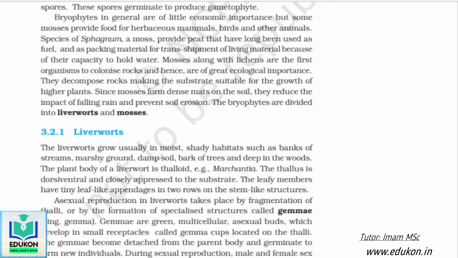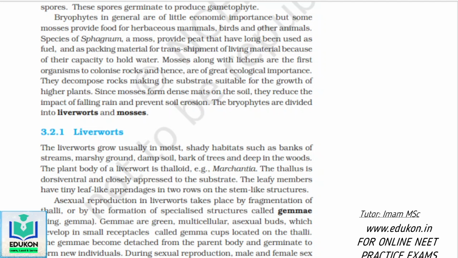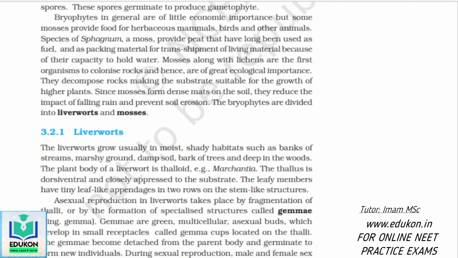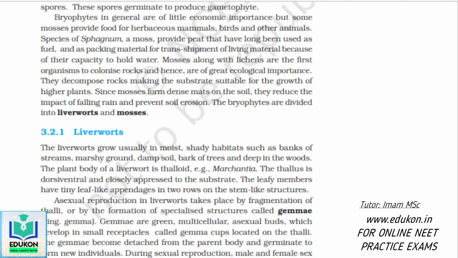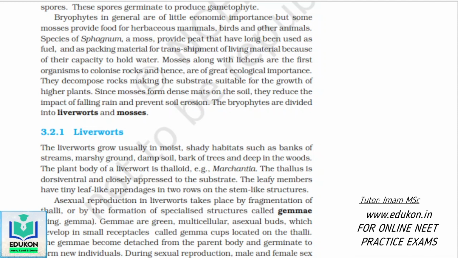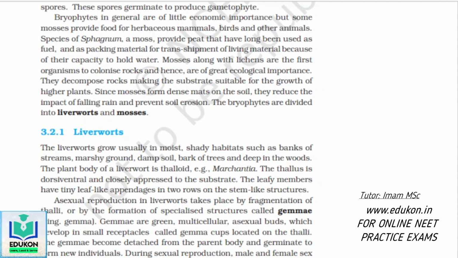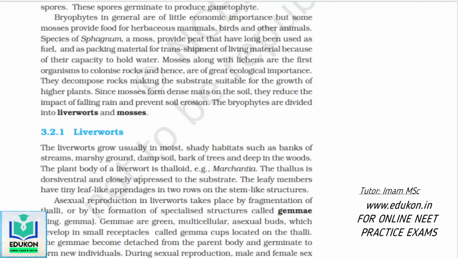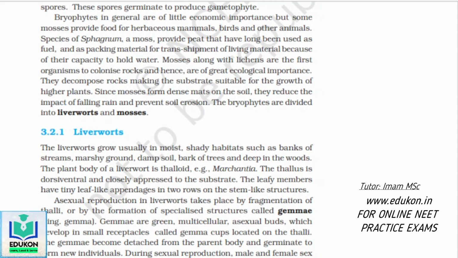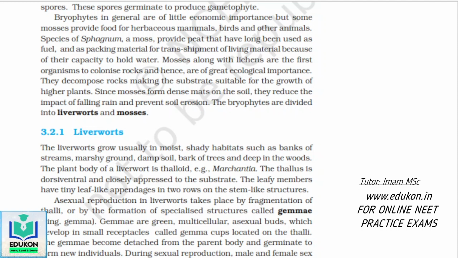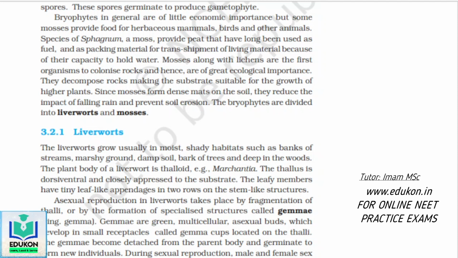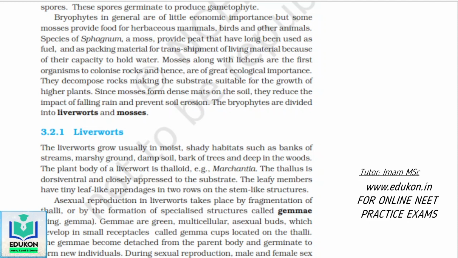Bryophytes in general are of little economic importance, but some mosses provide food for herbivorous mammals, birds, and other animals. Generally there is not much use of these bryophytes, but they provide food for different animals, mostly mammals, birds, and also some other animals. Species of Sphagnum, a moss, provide peat that has long been used as fuel and as packing material for transshipment of living material because of its capacity to hold water.